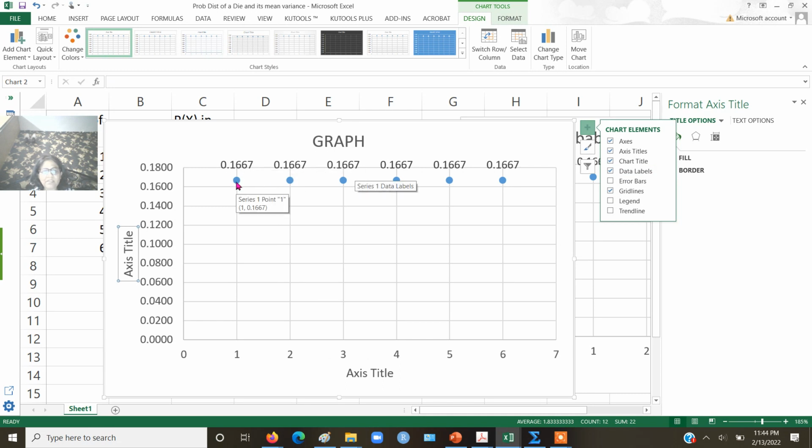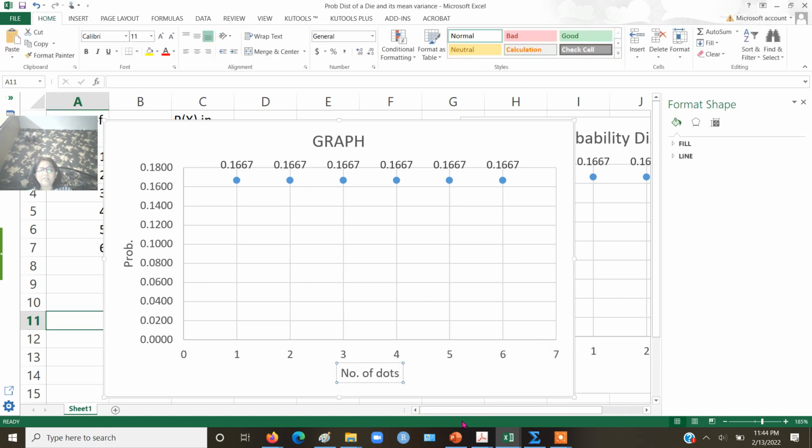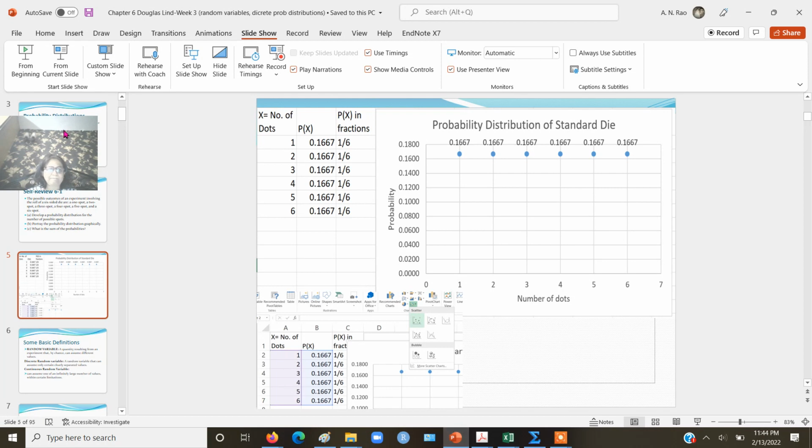So each dot is a realization or an observation against the probability 0.1667. And this axis title you can select, and you can type here. For example, I've selected and I'm typing probability in short. I can click here, and I can type here as well. For example, here I type number of dots. So that's how you can easily make the plot in Excel.